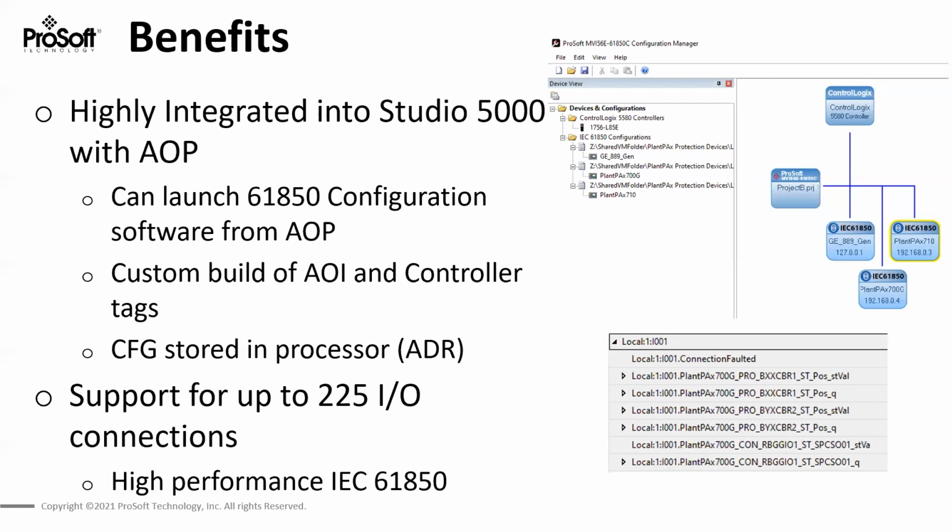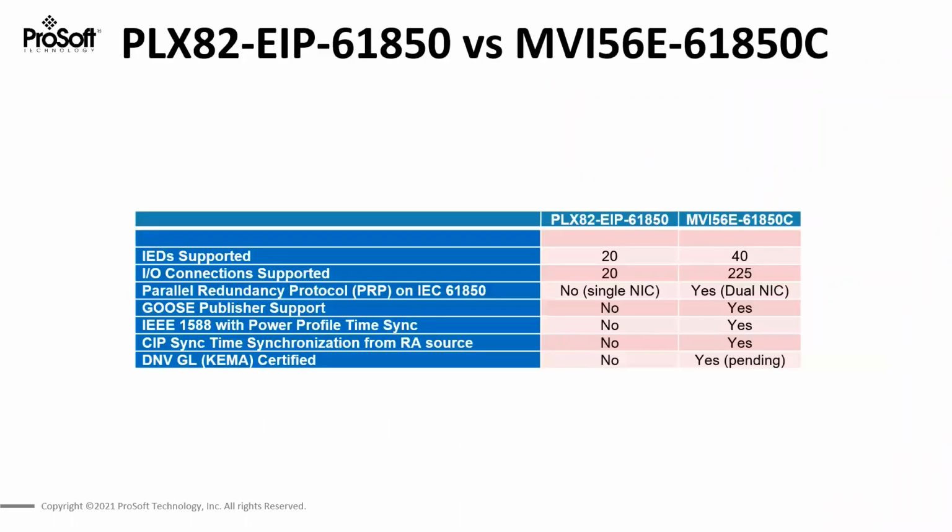You plug a new module in, it gets the configuration from the processor, and you're back up and running. So again, like I mentioned, the 225 I/O connections is something that we're very happy that we were able to achieve, and the ability to define some of those as high priority connections is a great enhancement for this solution and some of the applications that we're able to solve.